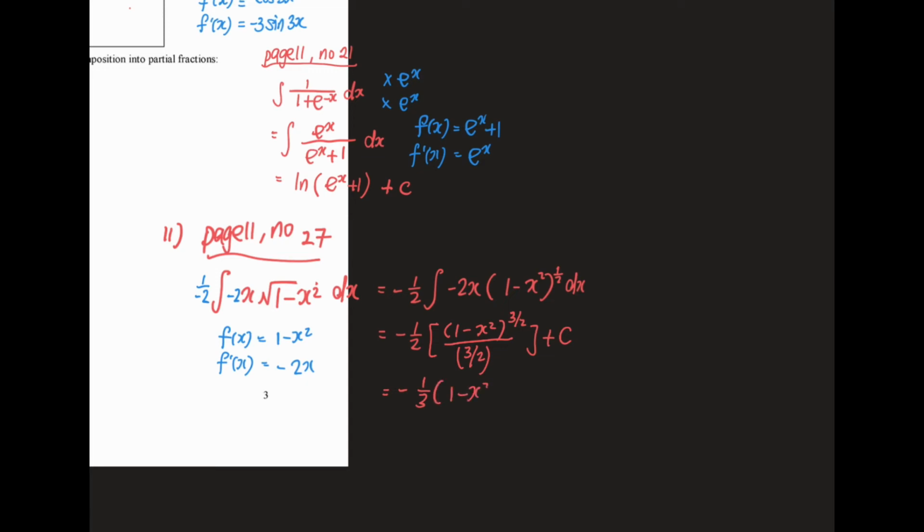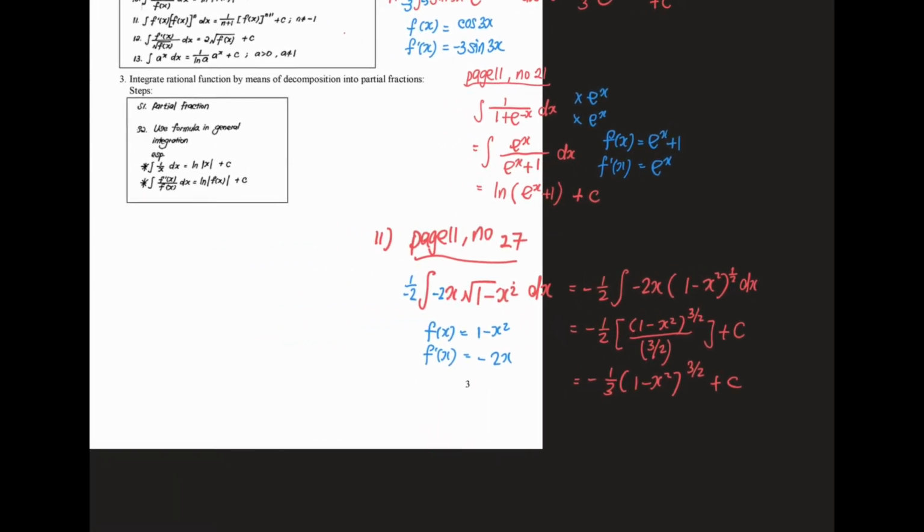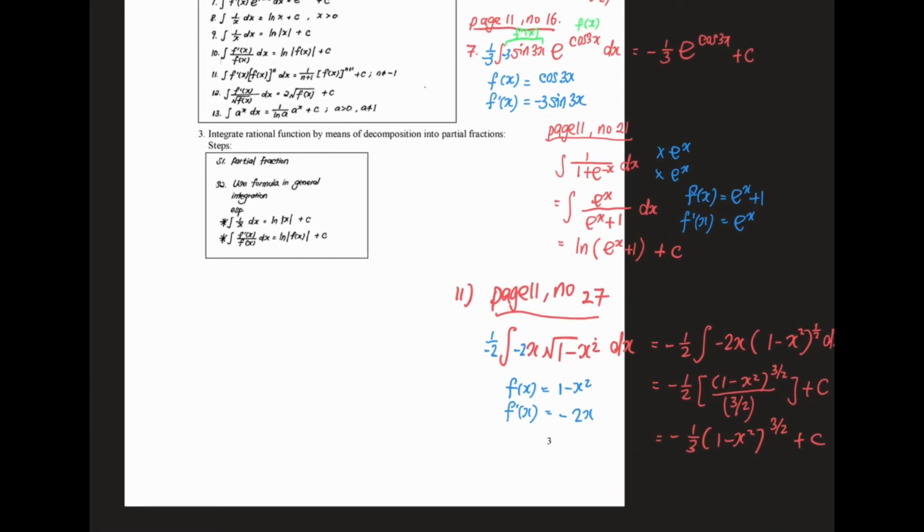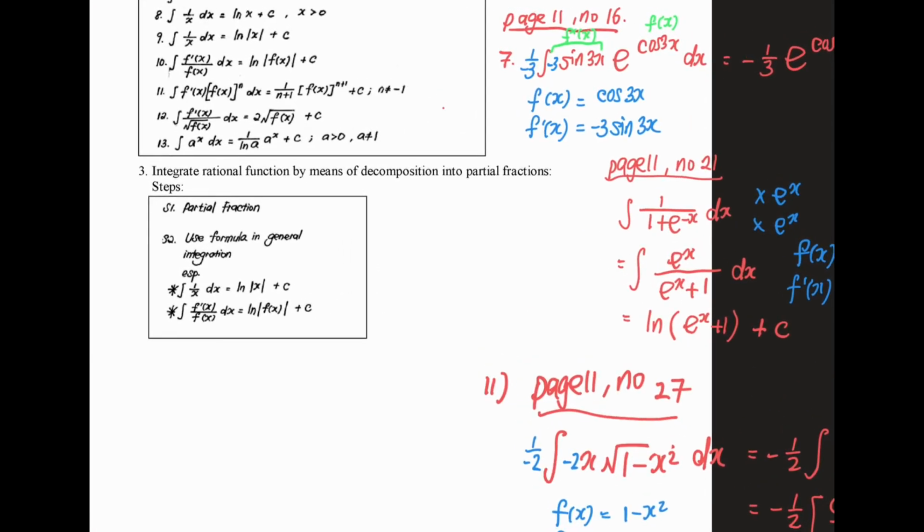1 minus x squared to the power of 3 over 2 plus c. So this is the answer for question 27. Okay, now let's move on. We look at the formula again. Formula number 12. Okay, so let's take a look.